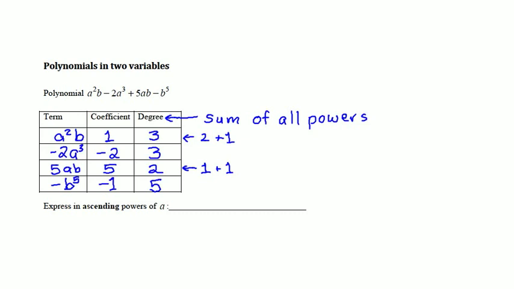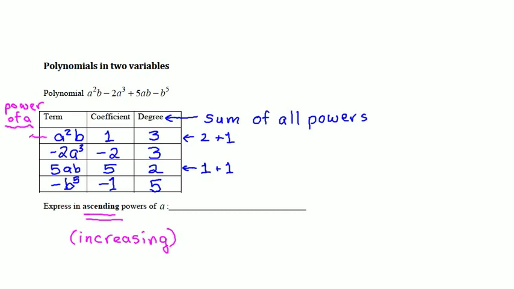Polynomials in more than one variable have different conventions for what order the terms should be written in. There's no one absolute rule that always applies. What we're asked to do here is to write this polynomial in ascending powers of a, which means increasing powers of a. We need to be a little bit careful here because often people notice 5ab as being the lowest power of a.